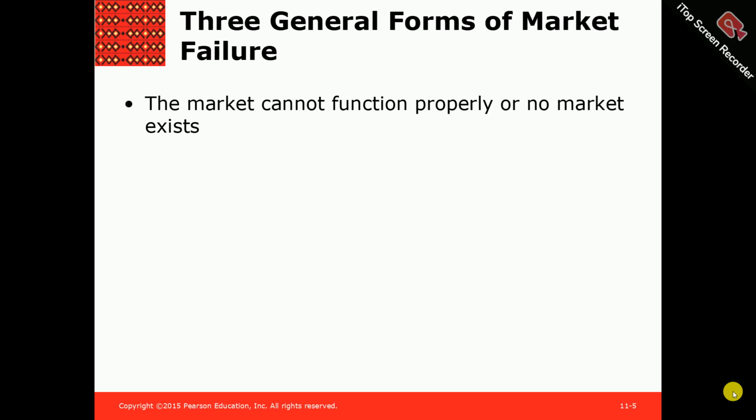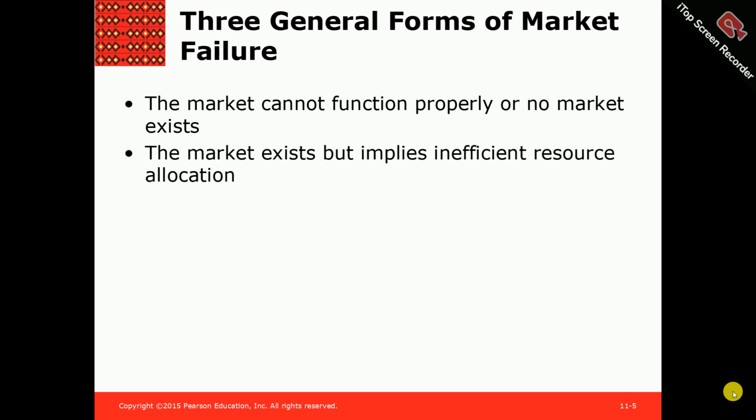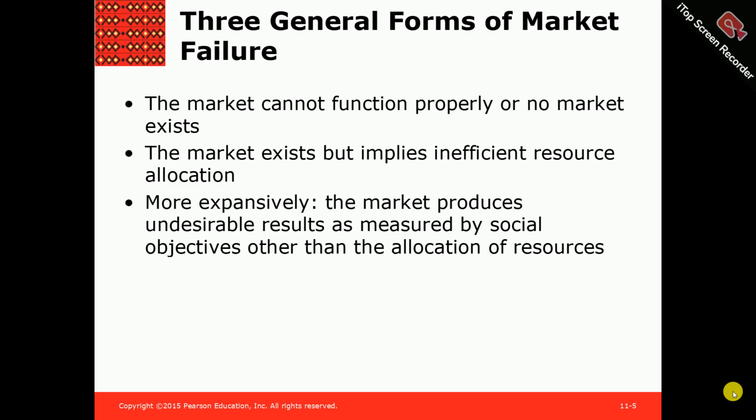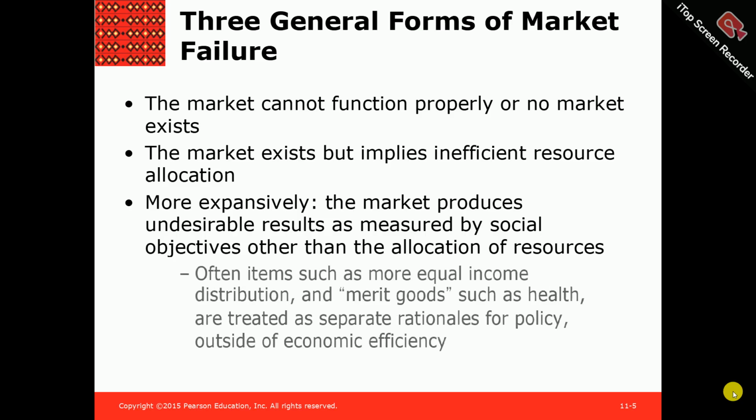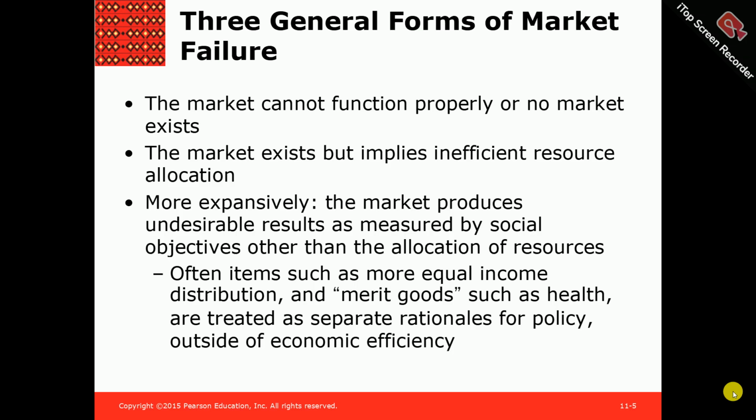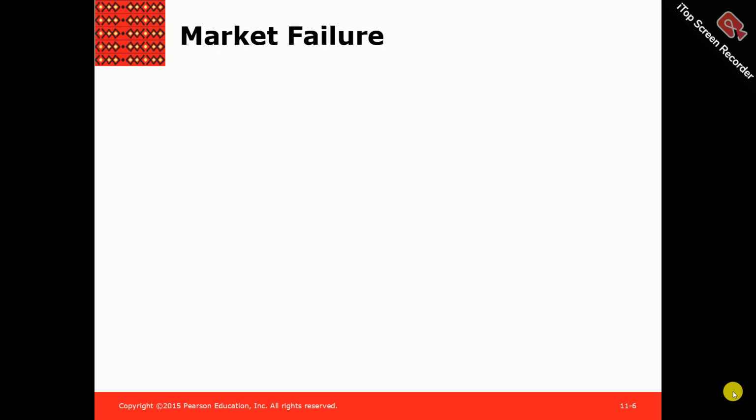So there are three general forms of market failures. The first one is that the market cannot function properly or the market does not exist. The market exists but implies inefficient resource allocation. More expansively, the market produces undesirable results as measured by social objectives other than the allocation of resources. Often items such as more equal income distribution and merit goods such as health are treated as separate rationales for policy outside economic efficiency.